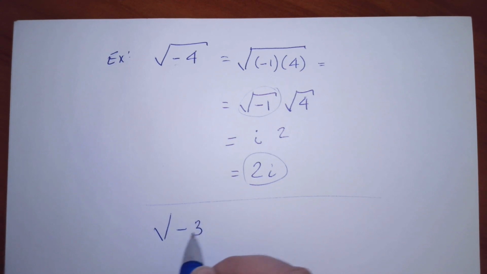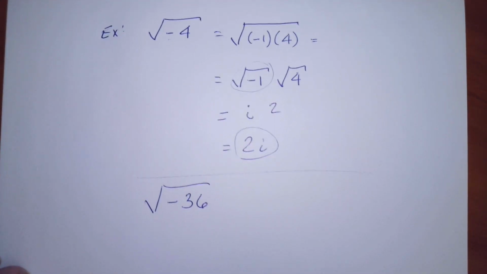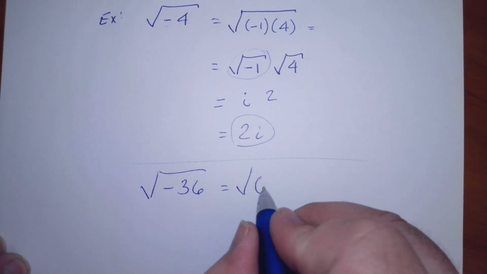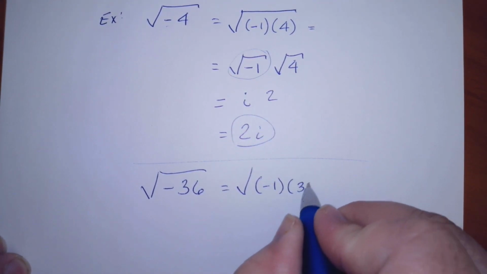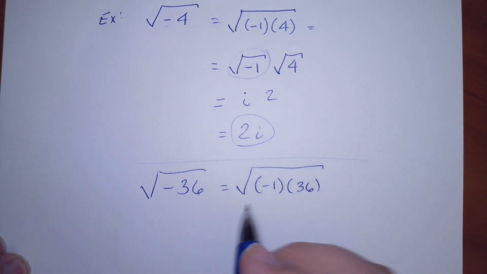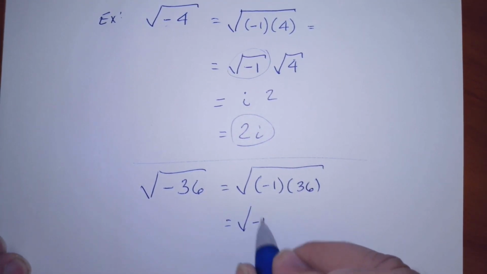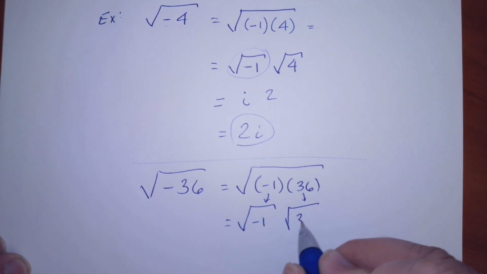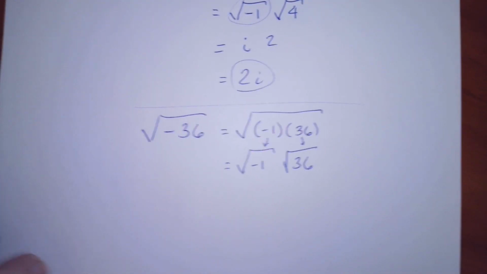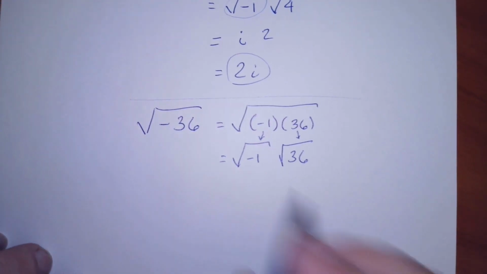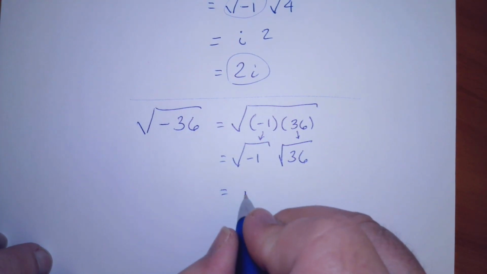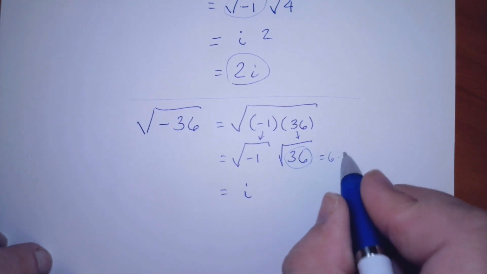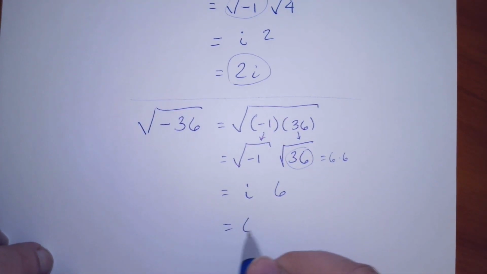Square root of -36. Same thing. This is made up of -1 times 36. We can split them up. So we have the square root of -1 times the square root of 36. So the square root of -1 is i. Square root of 36: what times what is 36? 6. So the answer is 6i.